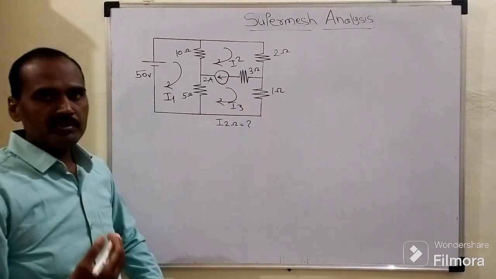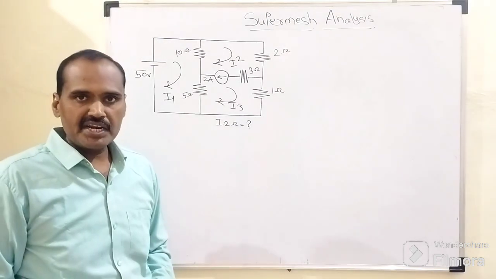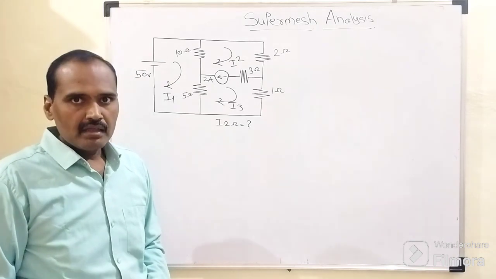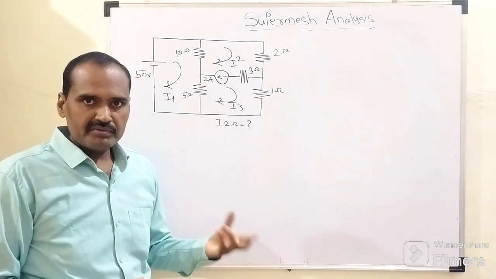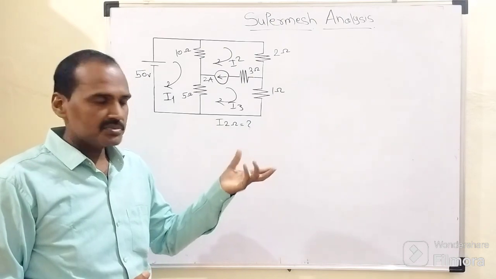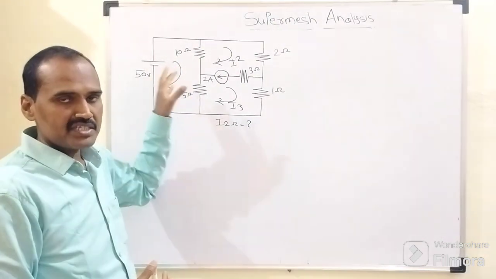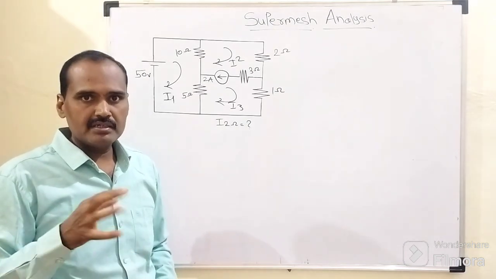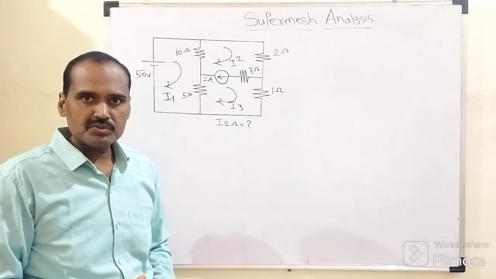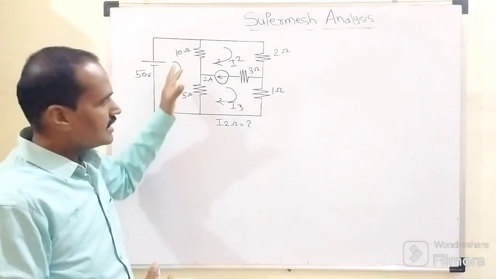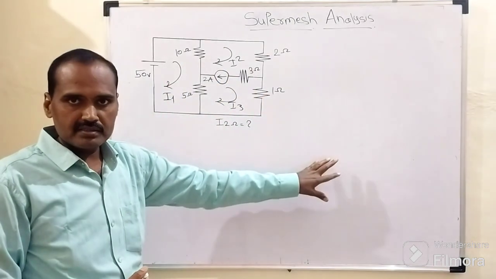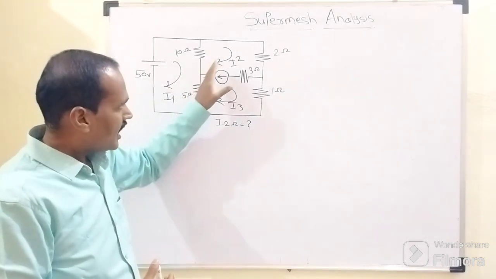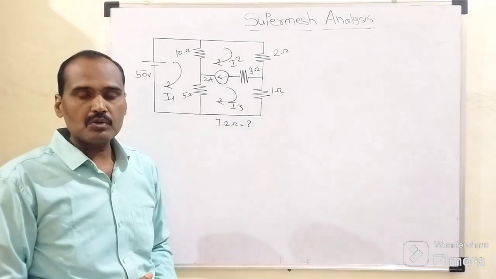Now it is up to us how the direction of the mesh currents is to be assumed. There are two ways: the direction of the currents is either clockwise or anti-clockwise. But as far as my knowledge is concerned, I always prefer to consider the clockwise direction for the simplicity of the network. So as you can see, I1 is clockwise, I2 is clockwise, and I3 is also clockwise.